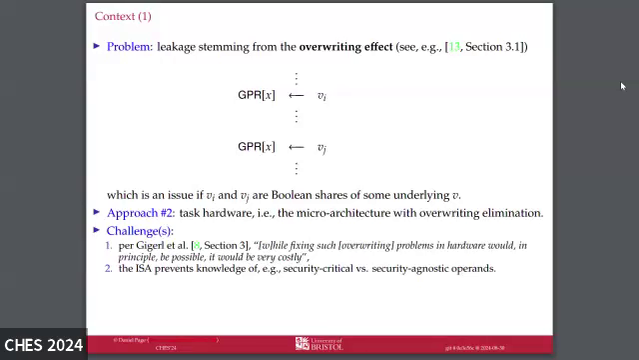could be prohibitive. This is a quote from a paper by Giegel and others. This is the work on the COCO toolset. Their claim is that fixing overwriting problems in hardware would, in principle, be possible, but it would be very costly. And actually, this quote is kind of our motivation, really. It seems completely reasonable to say this for sure, but we wanted to explore in a bit more detail what that cost might look like and whether there were any trade-offs that you might be able to make so that the cost in one metric is offset by another.